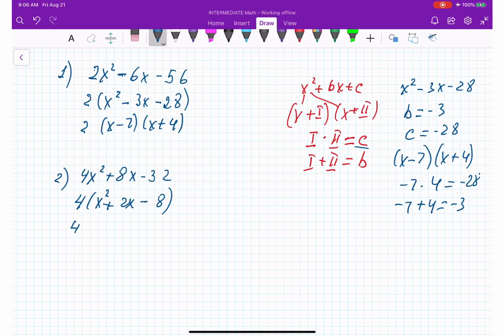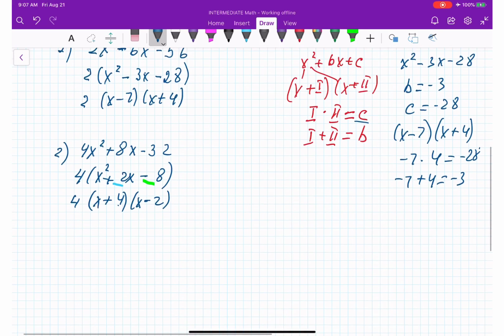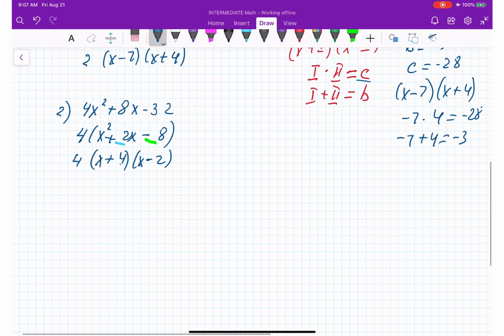Now we're going to break down exactly the same way as we did the previous one. So my C is going to be negative 8. So two numbers, when I multiply, I have to get negative 8. And if I add them, I have to get positive 2. So these two numbers are going to be plus 4 and minus 2. X plus 4, x minus 2. 4 times negative 2 is negative 8. Positive 4, negative 2 is positive 2. Okay? Moving to next one.